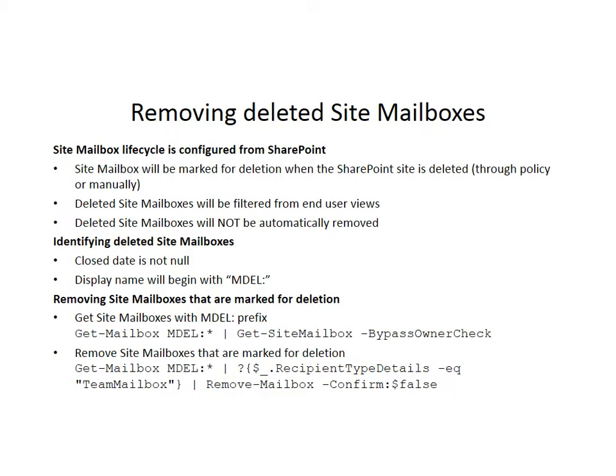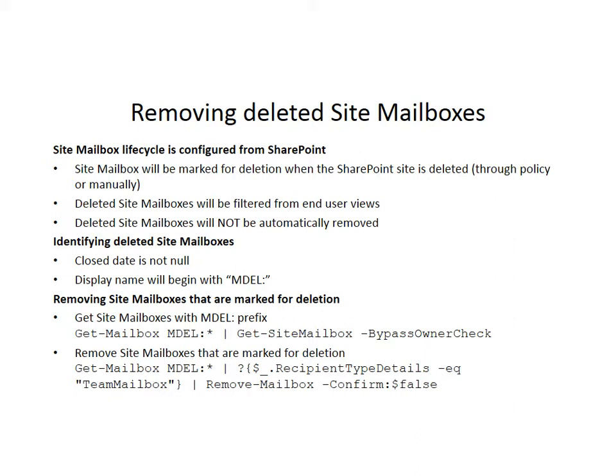Okay, let's say we applied the policy and after a certain time the site is closed and we want to disable the site mailbox. We have two options. Either we can use the policy or manually we can disable these mailboxes. To find the site mailboxes that are marked for deletion, we can use the Get-Mailbox cmdlet and search for mailboxes with the MDEL prefix. And to remove, we can use the Remove-Mailbox cmdlet for the same prefixed mailboxes. Be sure to check if it's the correct mailbox before removing it.